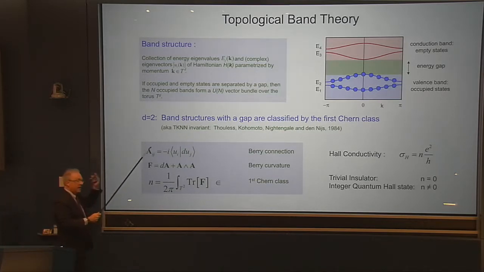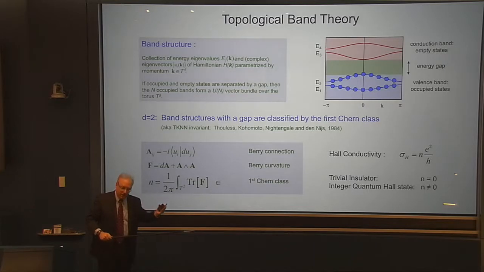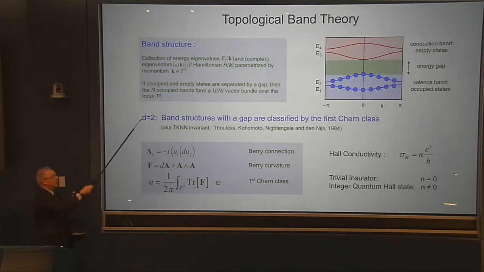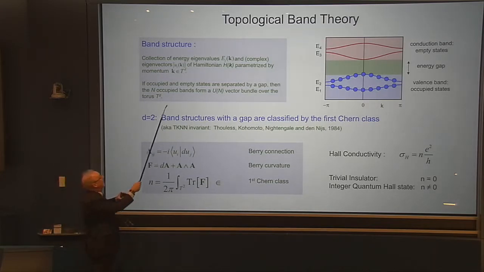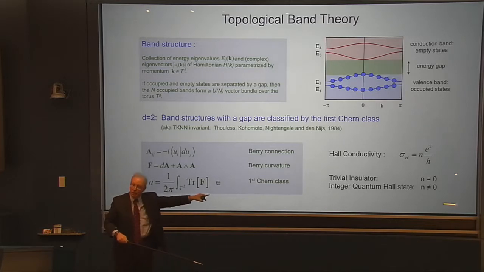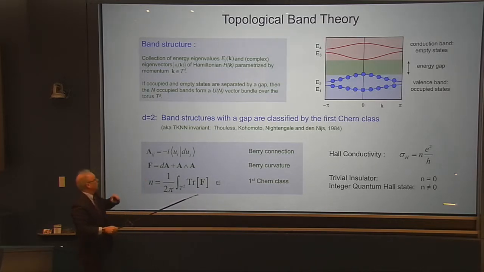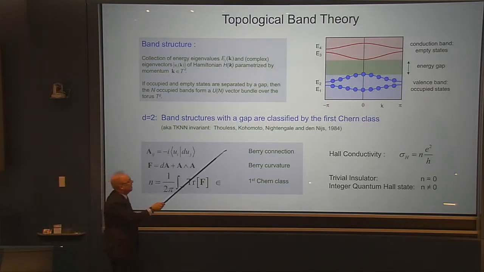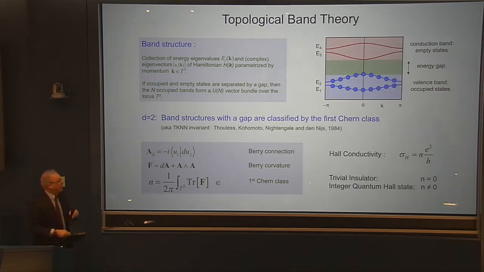So what happens though, and this is the realization that people like David Thouless realized, is that ideas of topology can be applied to these band structures. In fact, in 2 dimensions, when I just have a Hamiltonian which is a function of 2 parameters, kx and ky, on a 2-torus, then in 2 dimensions the band structures can be classified by their first Chern class.